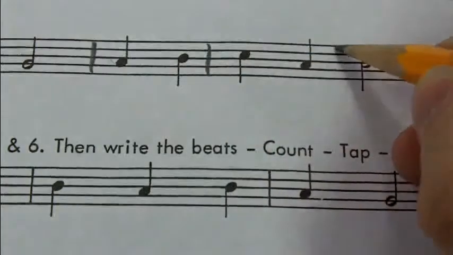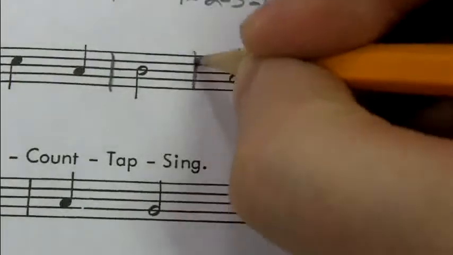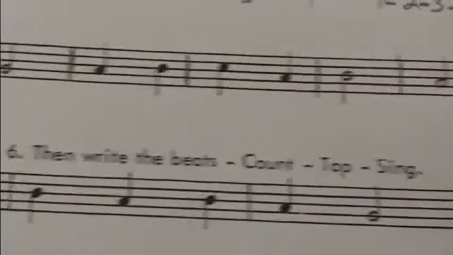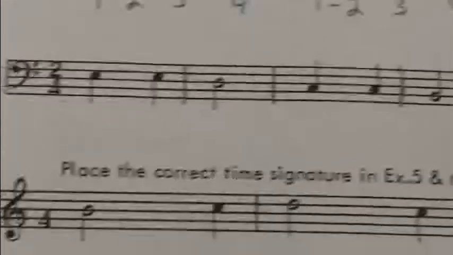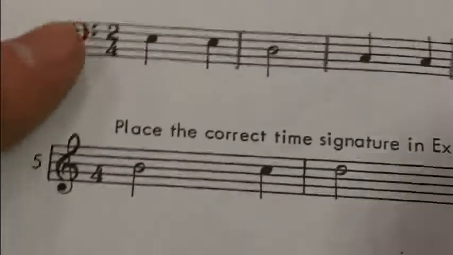1, 2. 1 and 2. Okay, and that one. Notice we didn't have any whole notes, and the reason why is because they simply would not fit inside of a 2/4 bar. You can't fit a whole note in a 2/4 bar because it's 4 beats and it's too big. So we're going to go in and write the beats.